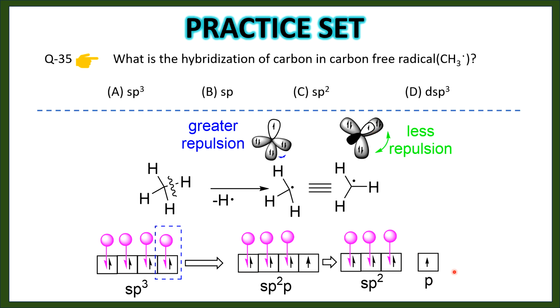unhybridized p orbital, it looks sp2, where the bond angle is larger, so there is less repulsion. That's why it is split as unhybridized p orbital, the electron remains there, and the carbon in this free radical is sp2 hybridized. So the correct option is sp2.